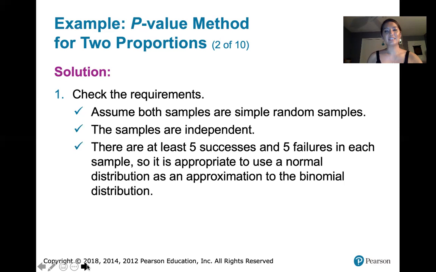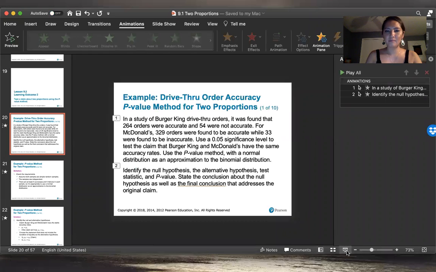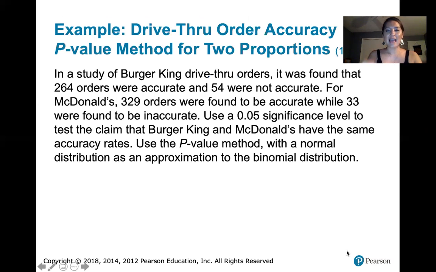And then lastly, there are at least 5 successes and 5 failures in each sample, so it is appropriate to use a normal distribution as an approximation to the binomial distribution here. Now, if we look at that last slide, let's just look at it. If we say that an accurate order is a success, for the Burger King drive-through orders, we had 264 accurate orders, so that's 264 successes, and 54 that were not accurate, so it's 54 failures. Clearly, both of those numbers are greater than 5.